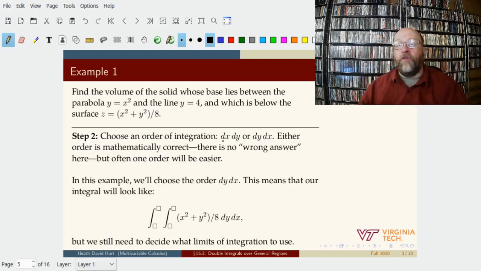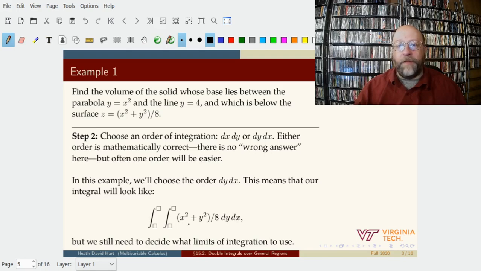Now we have to choose which order we want to set up the integral. Do we want a dx dy at the end, or do we want a dy dx at the end? I want to emphasize this. Either order is correct. There is no mathematically wrong answer. But a lot of times one order will be simpler to work through than the other. We'll see some examples later on where one order is going to be a lot harder than the other one. In this example, we want to choose the order dy dx. And so this is what our integral looks like.